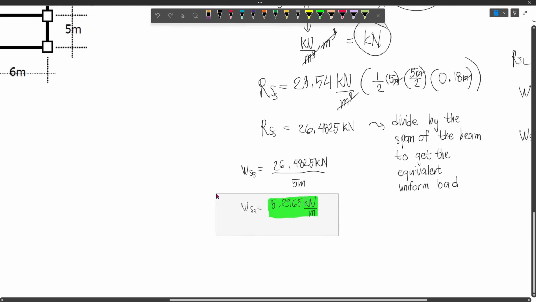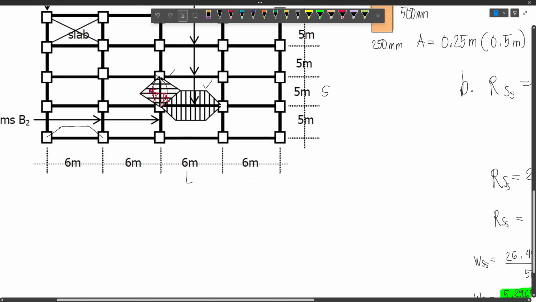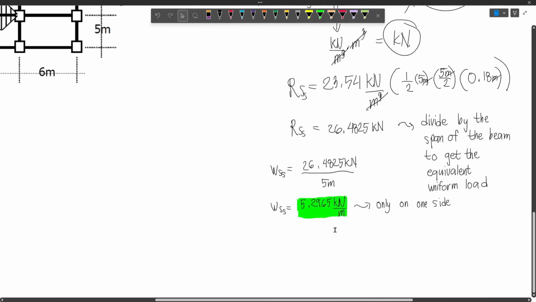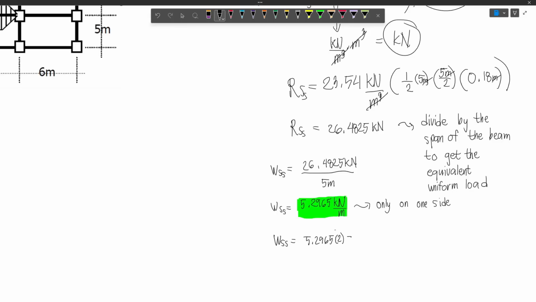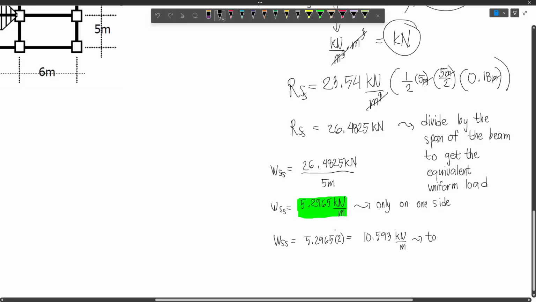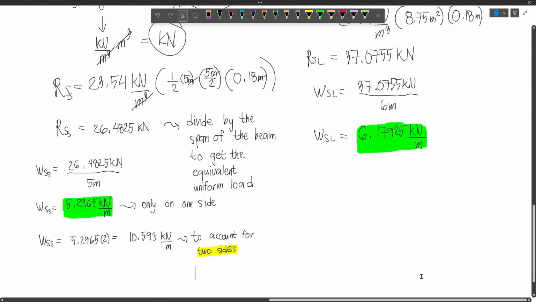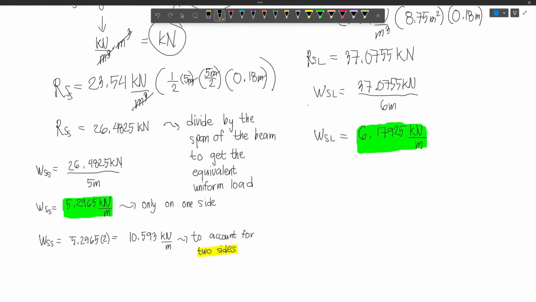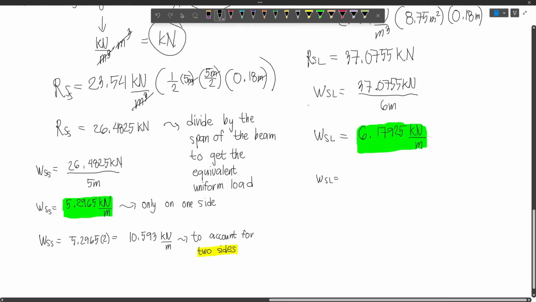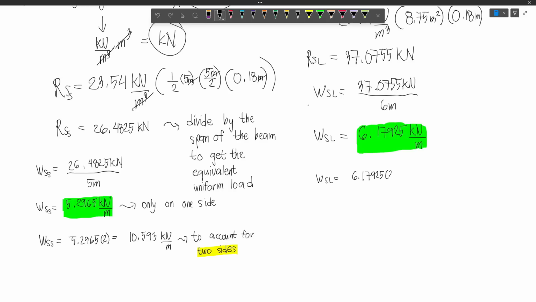And so hindi pa ito yung final answer natin. Kasi again, this just accounts for one side. And since dalawa yung sides natin, this one and this one, then we'll multiply this by 2. So our WSS is equal to 5.2965 times 2, which is 10.593 kN per m. Now this is to account for two sides. Yan. And then we will also do the same dito sa WSL natin. So our actual WSL will be dalawang trapezoidal area. And so 6.17925 multiplied by 2. So that will give us 12.3585 kN per m. And so again, ito yung actual answers natin. Ito, saka ito for letter B.